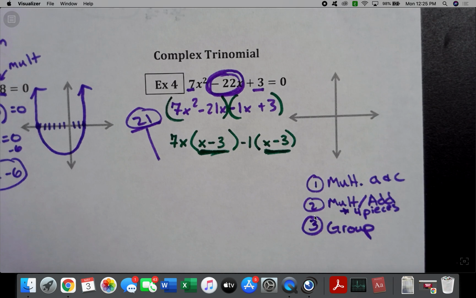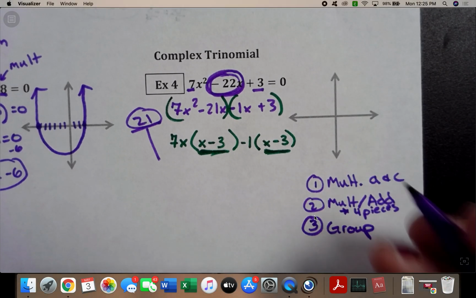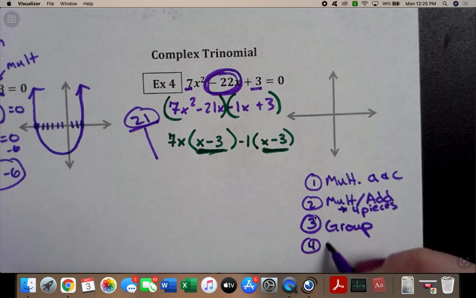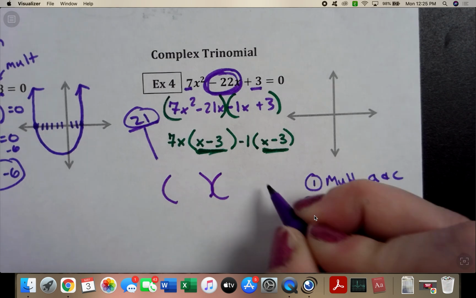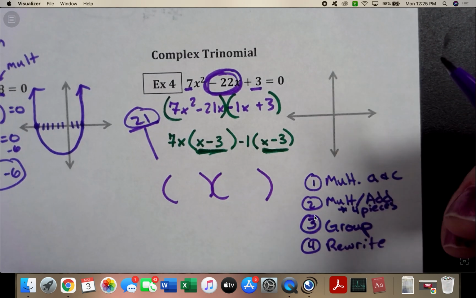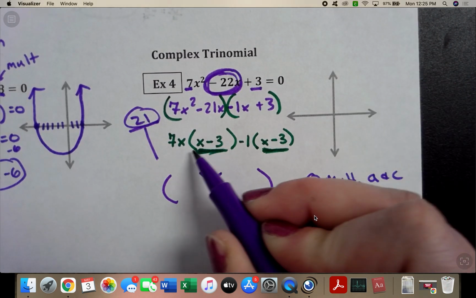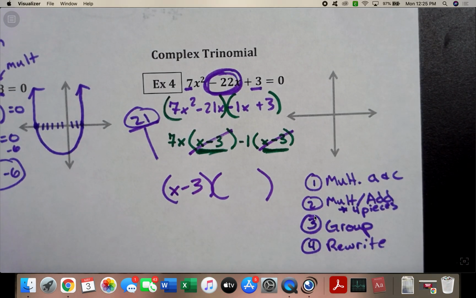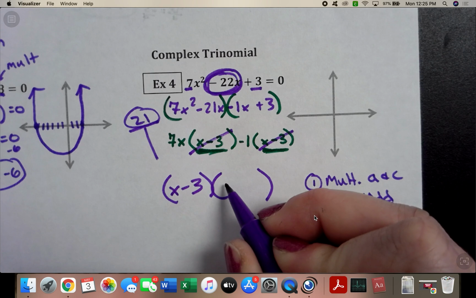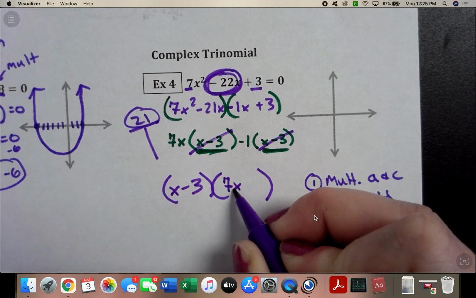Okay, now, almost done from there. Step number 4, I'm going to rewrite one of my first groups and one of my second groups. I'm going to yank out the two things that are in parentheses that match each other, which are the x minus 3s. But then left over is what? X, 7x minus 1.